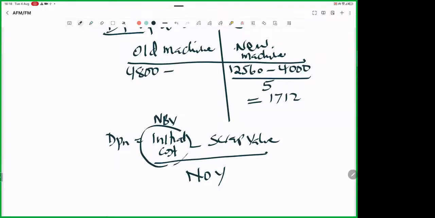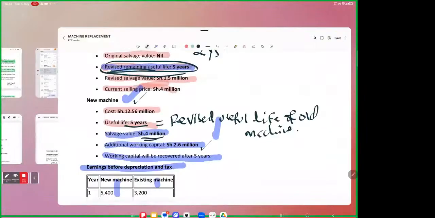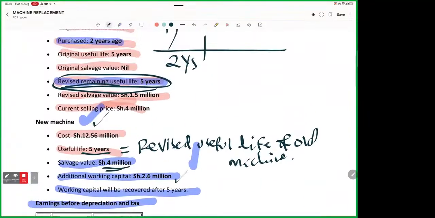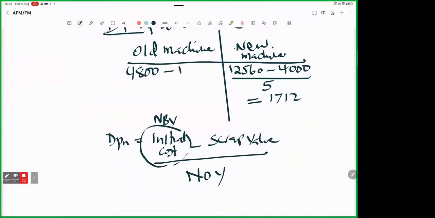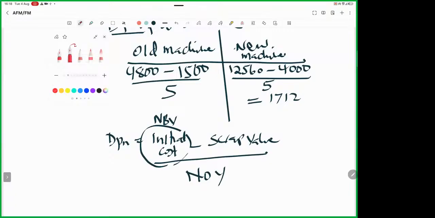After revising, do we have any scrap value? After revising, my very good students, we have a revised salvage value. Remember, originally the salvage value was nil, but after revision we have a revised salvage value of 1,500. Now we divide this by what? By 5, which then will end up giving me what figure? Somebody here is telling me 1,500. All right, I love that.